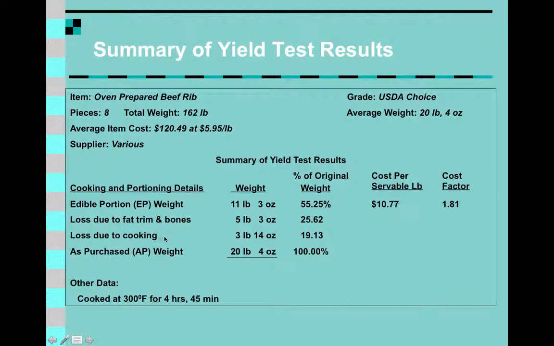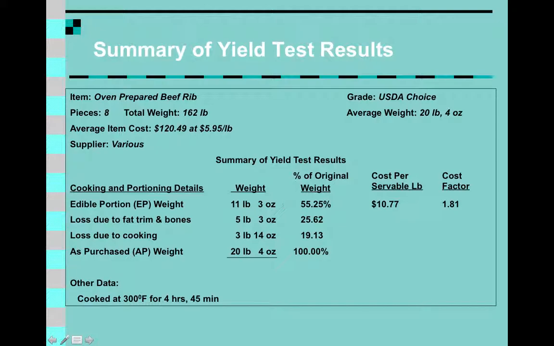This is important also from a cost control perspective because this is where training comes into play. The trimming of the fat and bones. If you have a skilled employee, this will be done consistently and minimize waste. This could be an area where you find a variance that you need to clean up. Maybe people are trimming away too much, and then you're not going to be meeting your edible portion weight.